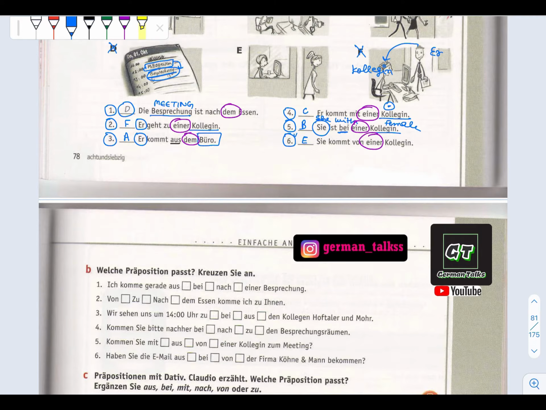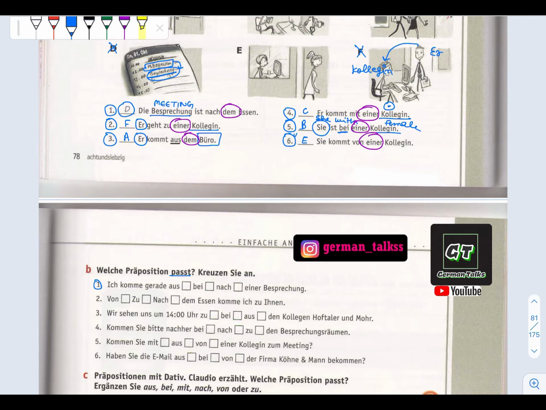Welche Präposition passt? Now, which preposition fits or suits, we need to cross it. Crossen Sie an means we need to cross it like this, because in German we don't do this, we do this. So, Nummer 1. And all these prepositions we decide according to the context.